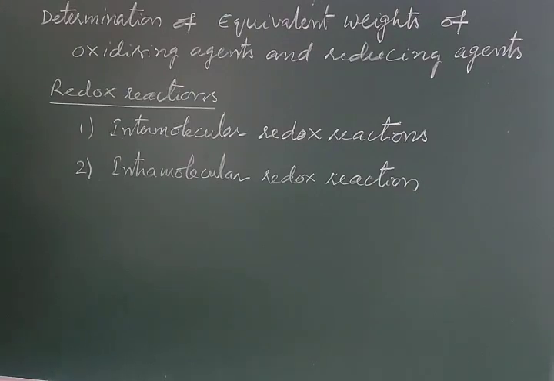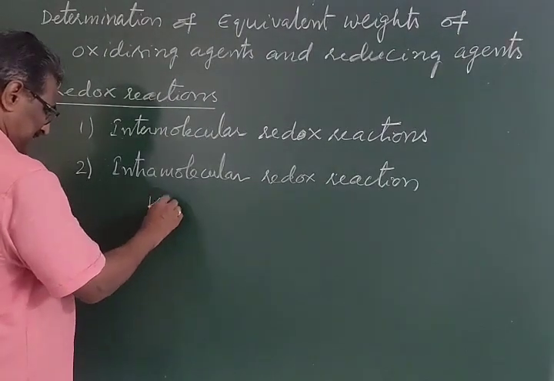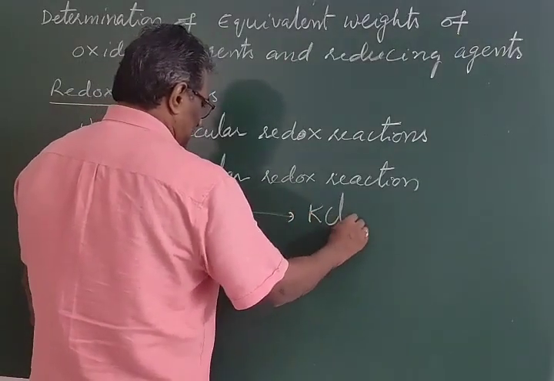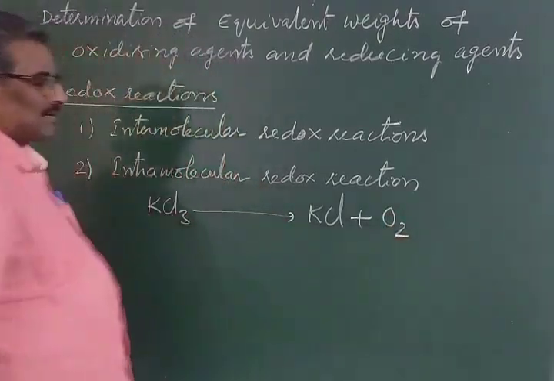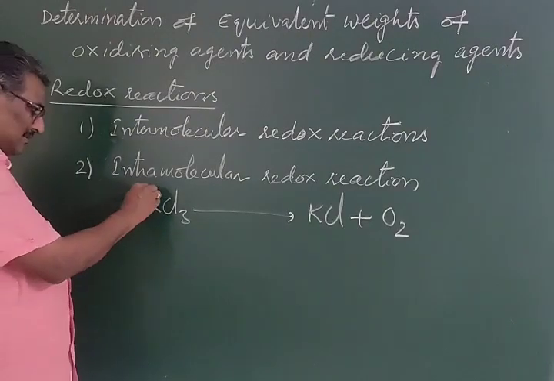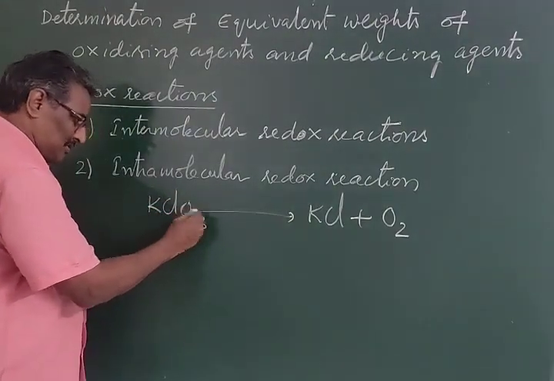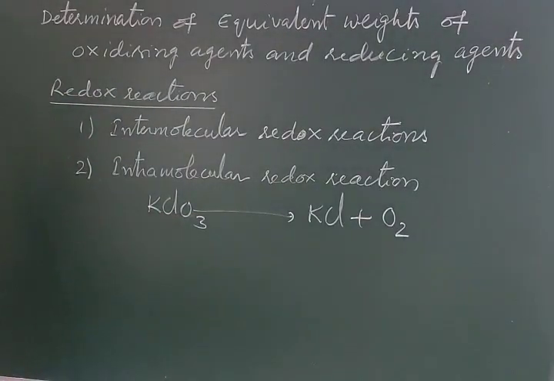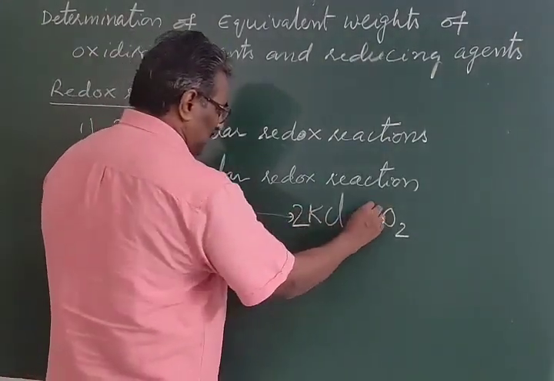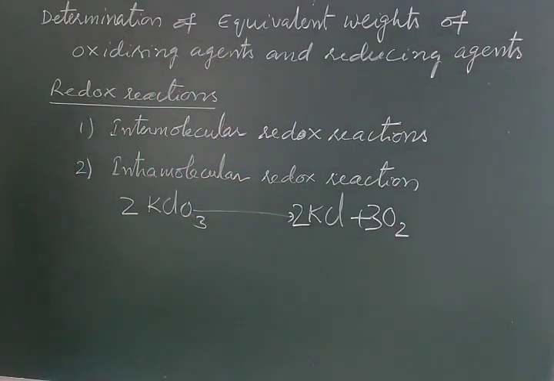For example, KClO3 on decomposition gives KCl plus O2. Potassium chlorate on heating decomposes to give potassium chloride and oxygen. The balanced equation is 2 KClO3 gives rise to 2 KCl plus 3 O2.